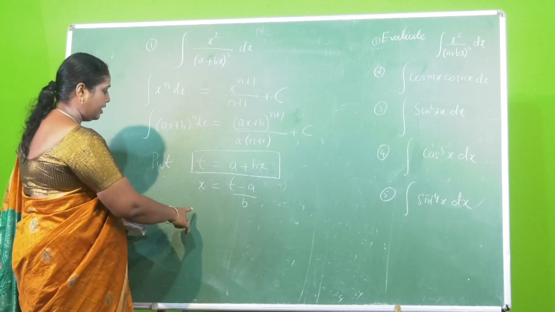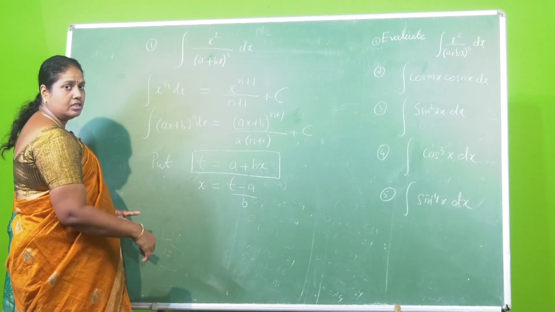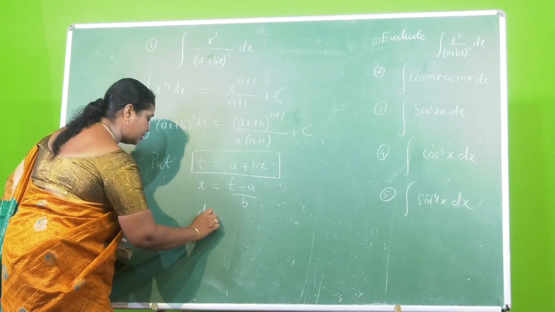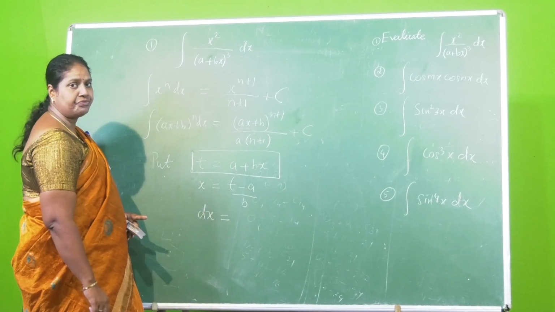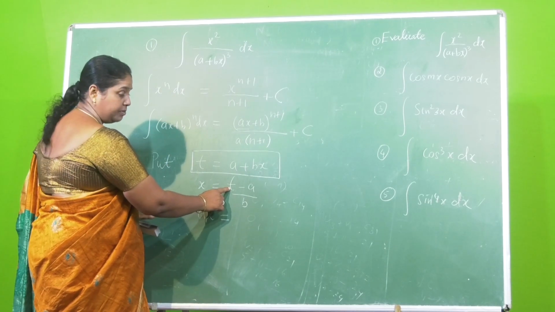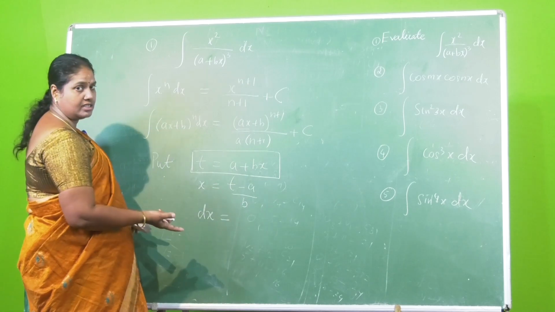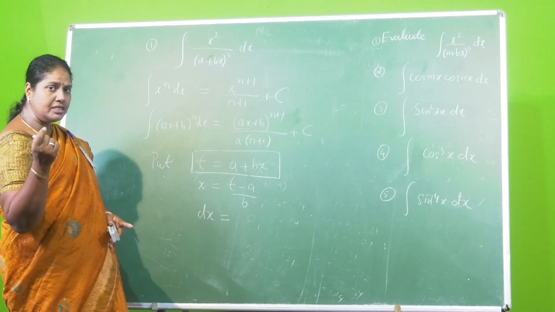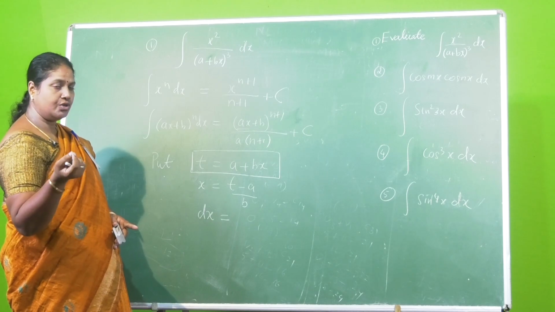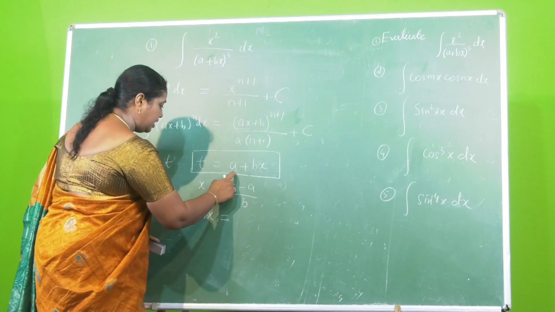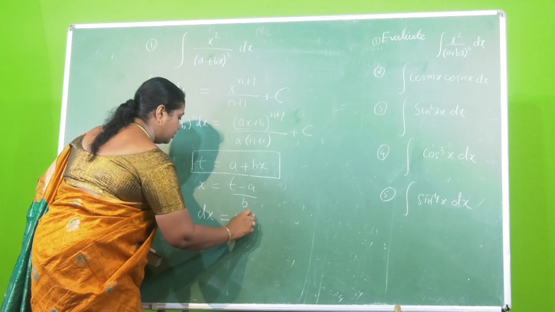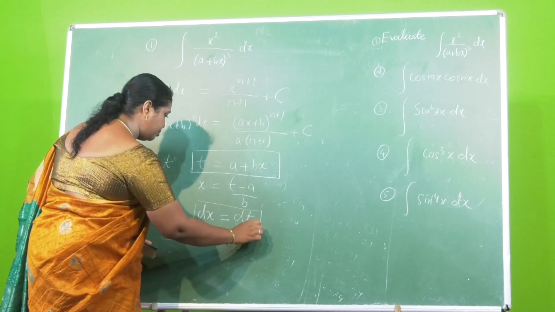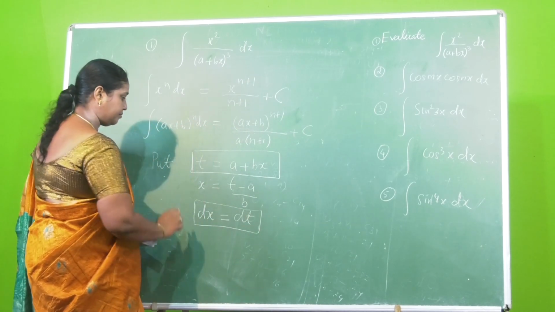Okay, children, then we have to find dx. So what will be your dx? Here t is the variable, a and b are constants. What will be the derivative of constants? A constant's derivative will be 0. It never changes. So t will become dt, other terms will be 0. So here dx is equal to dt.